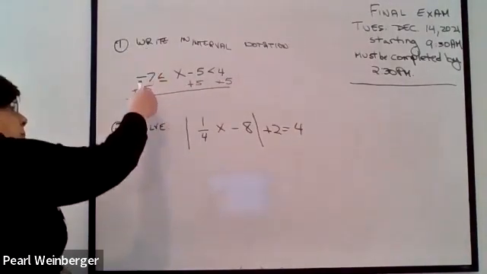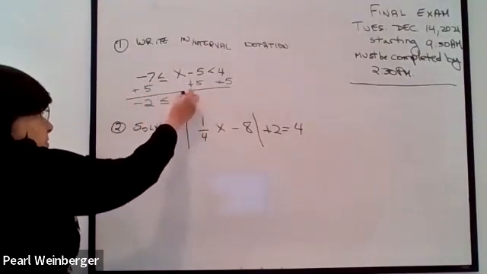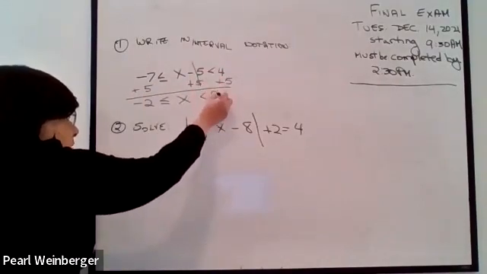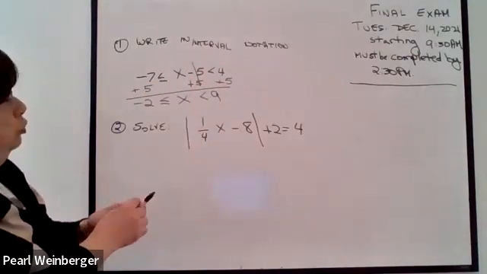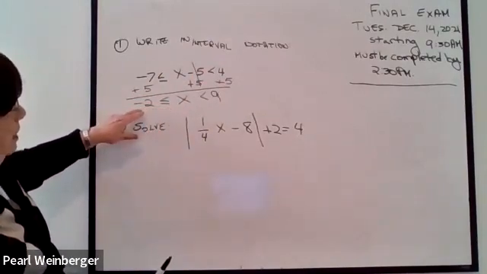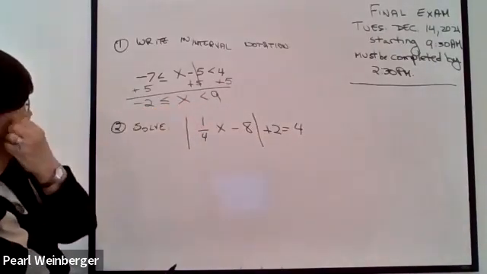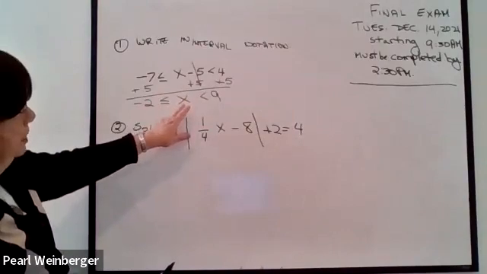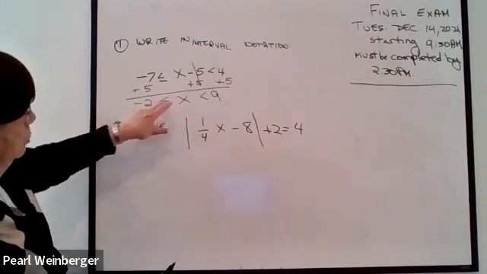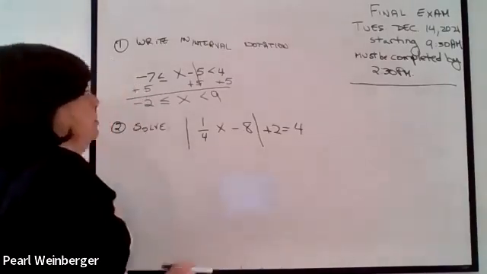And the -7 plus 5 gives us -2. This stays less than or equal to x, because the 5 cancels out. And this is less than 4 plus 5, which is 9. And this is our solution in inequality form. It's saying that -2 is less than or equal to x is less than 9. Or if we wanted to read it from the middle, it's telling us 2 things: x is greater than or equal to -2, but at the same time, it's less than 9.